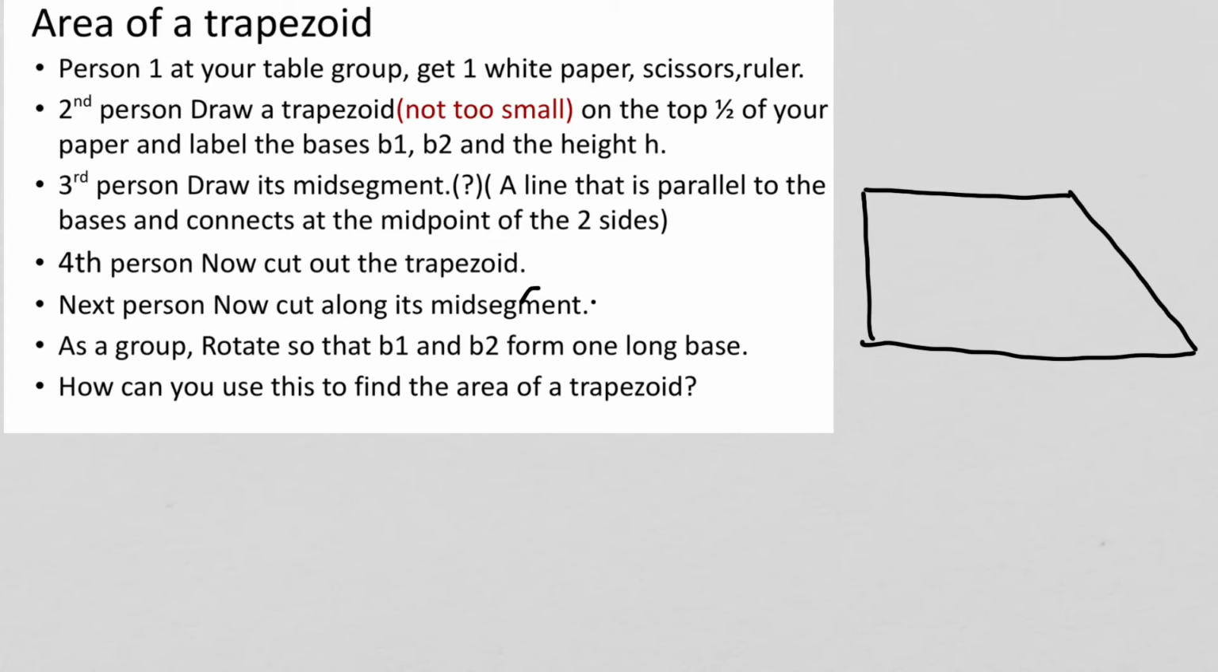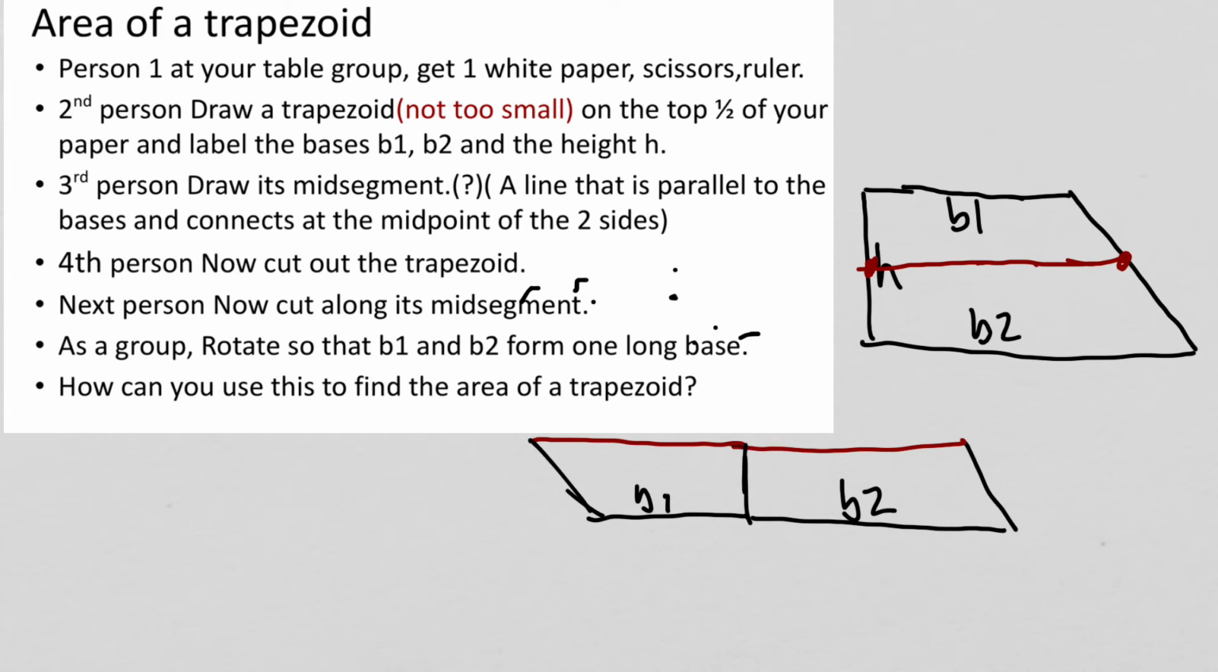We're going to label the bases as B1 and B2. Now, what's going to happen is another person is going to make a mid-segment, which is a line parallel to the bases. So let me do this in red. Here's the midpoint, here's the midpoint. I'm making a mid-segment. They're going to cut along this red line, this mid-segment here, and they're going to get two pieces. And if they rotate it, I'll try my best to show you, we get this to be actually a parallelogram.